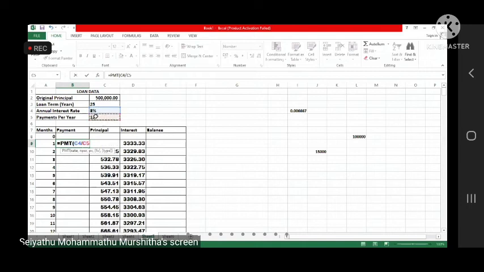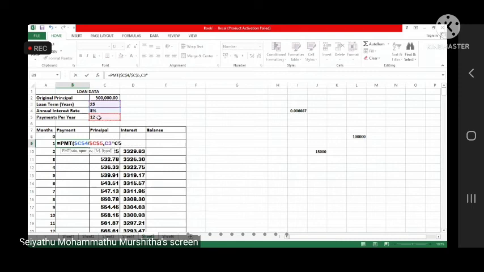Then rate. First we have to calculate the rate. What is the rate? 8% divided by 12. Because 8% is given as annual interest rate. If it is given as monthly interest rate, no need to divide. Now it's given as annual interest rate, yearly interest rate, 8%. So monthly interest rate is 8% divided by 12. So we have to absolute this one, comma.